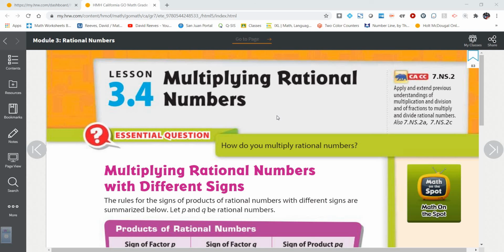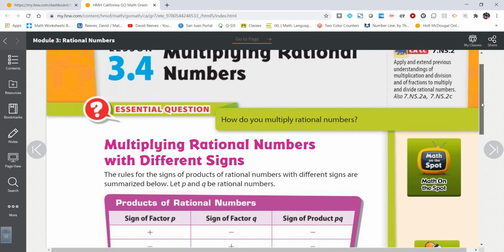All right, so we have been talking about what rational numbers are. Again, a rational number is any number that can be written as a fraction a over b, where a and b are integers and b is not equal to 0. We've been looking at rational numbers in three different forms: as fractions, as decimals, and as mixed numbers. And of course, most recently, we have been adding and subtracting those rational numbers.